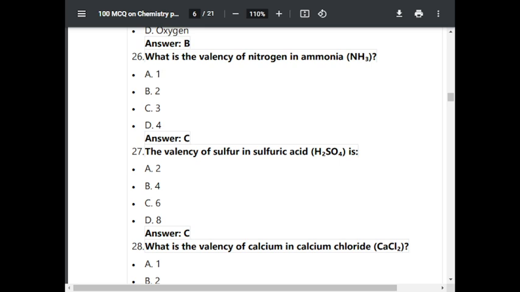Question number 27. The valency of sulfur in sulfuric acid H2SO4 is option A 2, option B 4, option C 6, option D 8. The correct answer is C, 6. The valency of sulfur in sulfuric acid H2SO4 is 6. Correct answer is C.